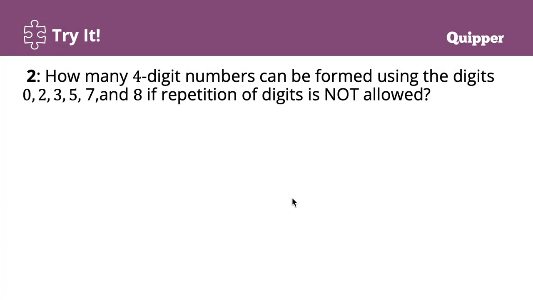Number 2. How many 4-digit numbers can be formed using the digits 0, 2, 3, 5, 7, and 8 if repetition of digits is not allowed? Again, I want you to pause the video for a while and try to solve it on your own, then compare your answer later.